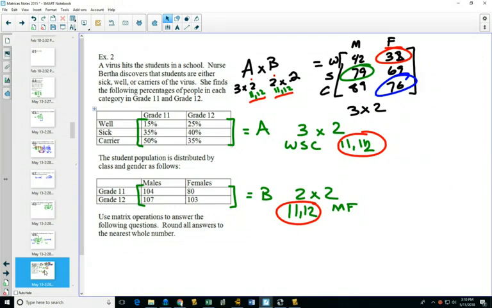Now, the important thing here is to notice that this would be a 3 by 2 matrix, and with the dimensions underneath I wrote what things stood for. The 3 was well, sick, or carrier. The 2 was 11s and 12s. And here, the first 2 is 11s and 12s, and the second 2 is males and females. That's important because if I multiply A times B, not only do these two numbers in the middle have to match up in size, that they're both 2, they also have to match up with the same thing. They represent 11 and 12 in A and 11 and 12 in B.